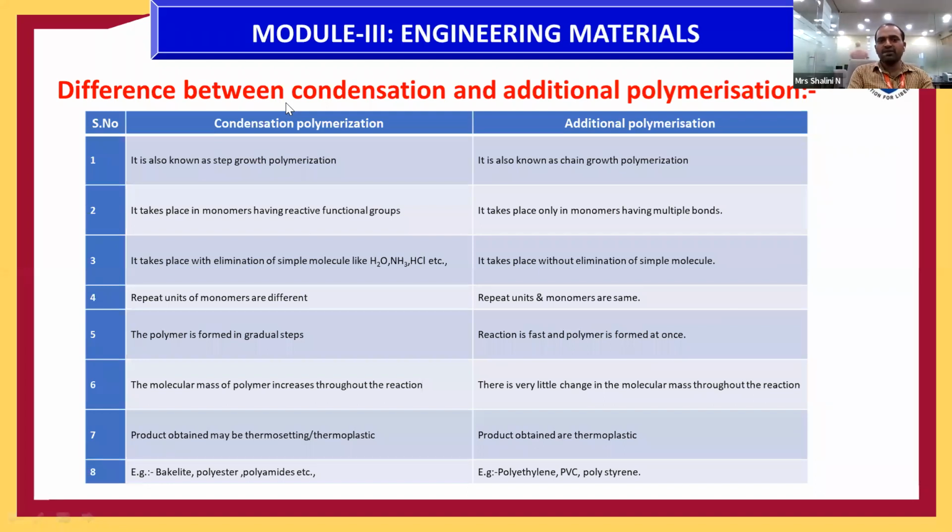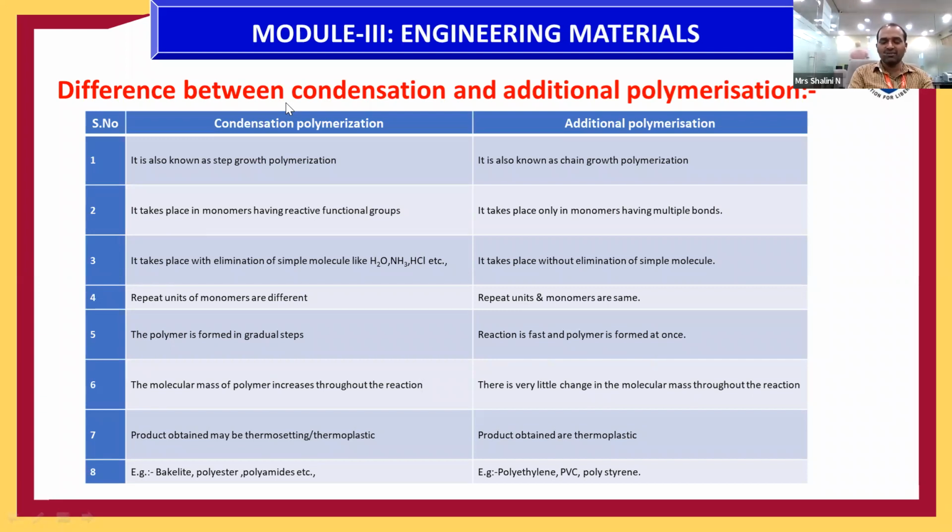In condensation polymerization, it takes place with monomers having reactive functional groups, that means monomers having positive and negative charges. Addition polymerization takes place only in monomers having multiple bonds, nothing but double bonds or triple bonds. Next, condensation polymerization takes place with elimination of simple molecules like water, HCl, etc. There is no elimination of small molecules in addition polymerization. Repeat units of monomers are different.